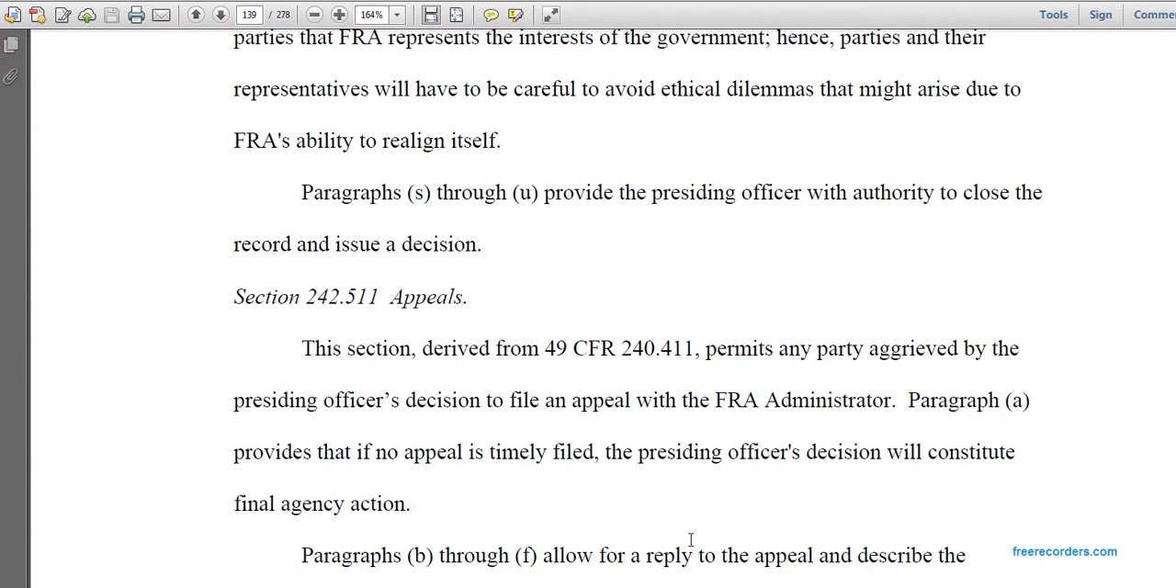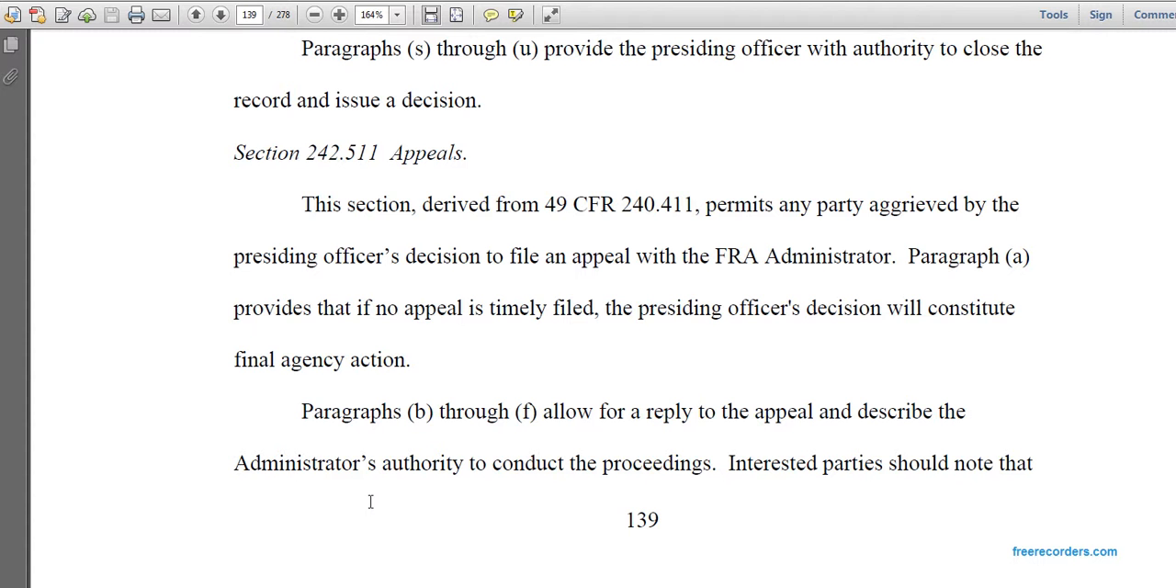Section 242.511, appeals. The section derived from Title 49, CFR 244.11, permits a party aggrieved by the presiding officer's decision to file an appeal with the FRA administrator. Paragraph A provides that no more than the timely filed presiding officer's decision will constitute the final agency action. Paragraphs B through F allow reliance on the appeal described for the administrative authority to conduct the proceedings.